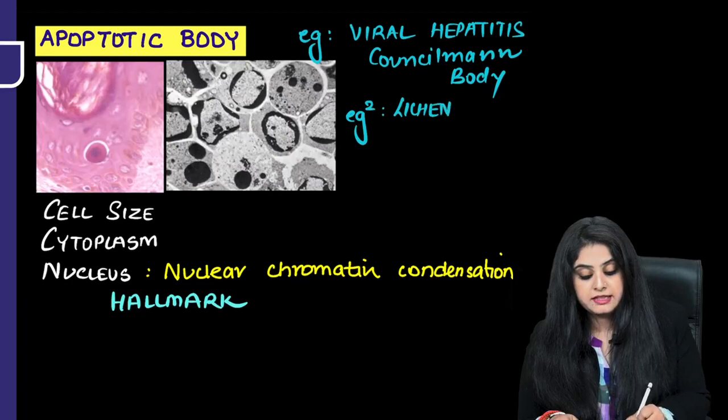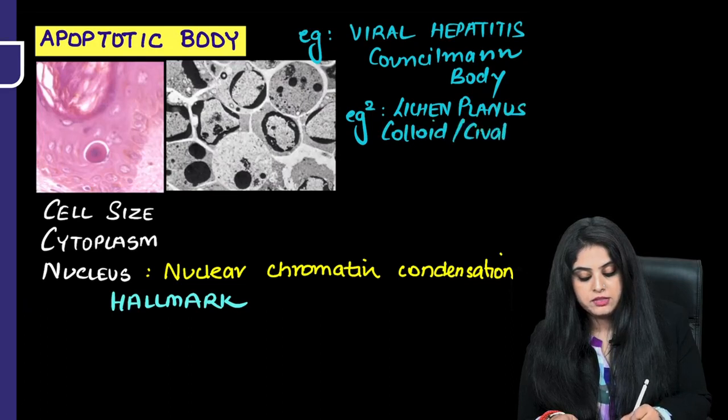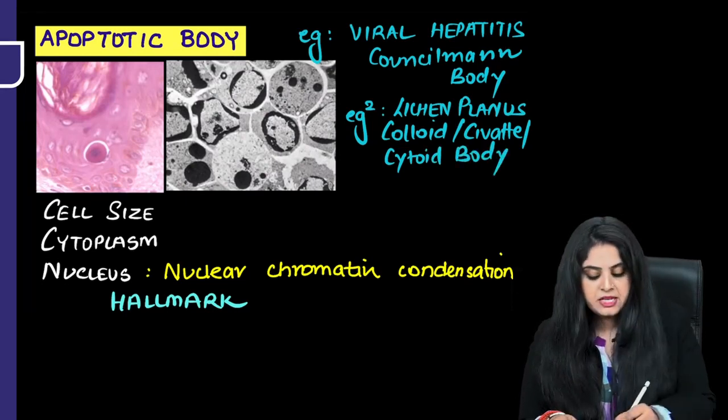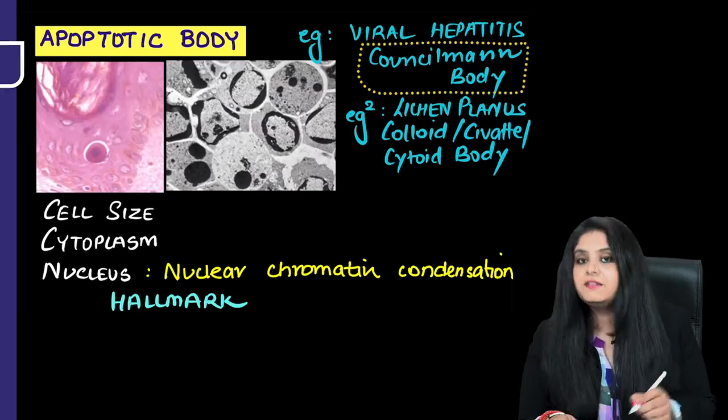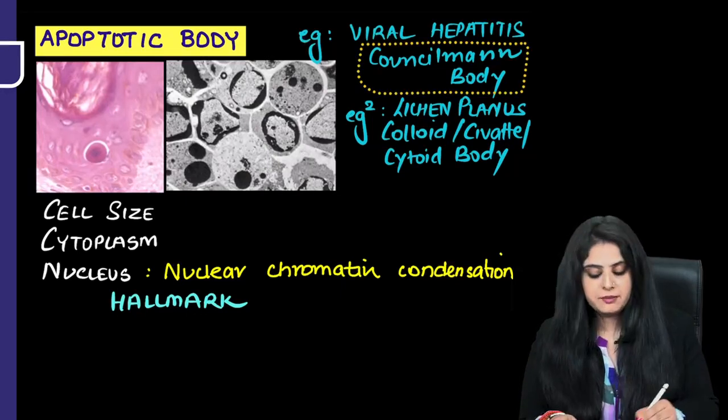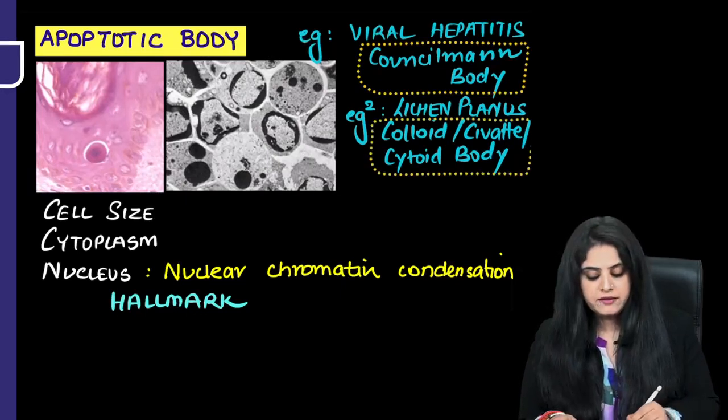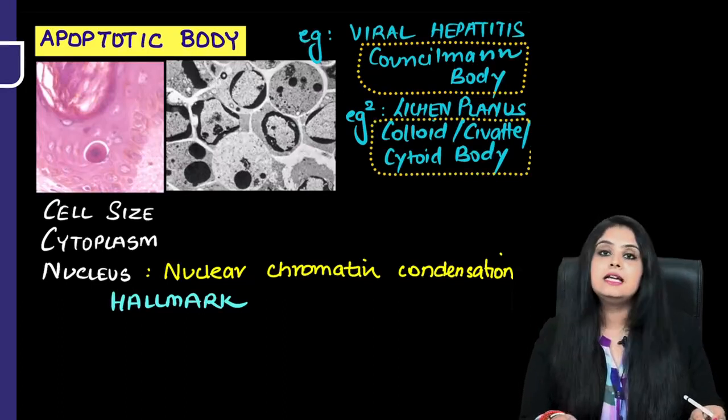that is lichen planus. So there's a C-wala body known as the colloid body. Colloid, also known as civet body, also known as cytoid body. All of these C names are the same. So these two questions you get in the paper. What is Councilman body? This is also a C-wala body that you see in the liver, viral hepatitis. And this is a colloid, civet or cytoid body that is seen in lichen planus.